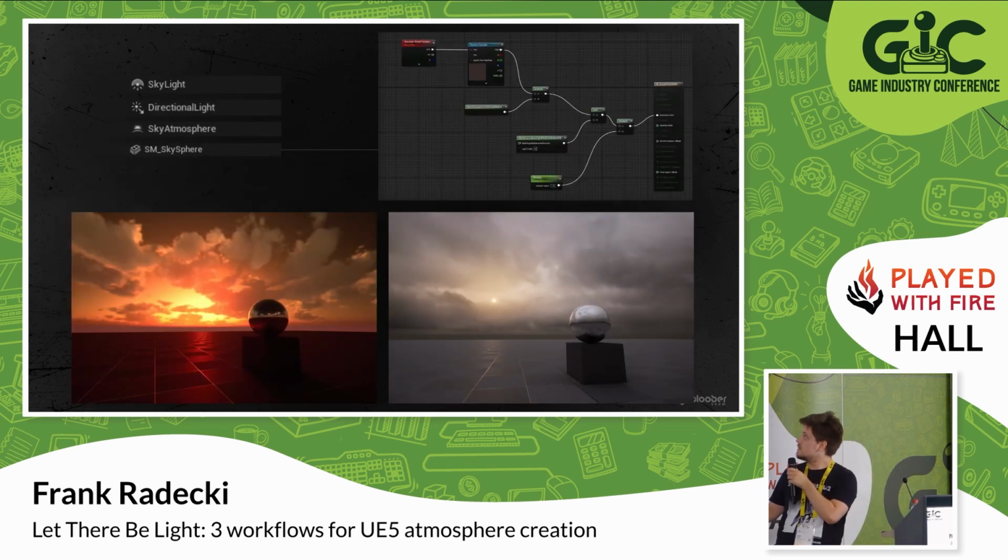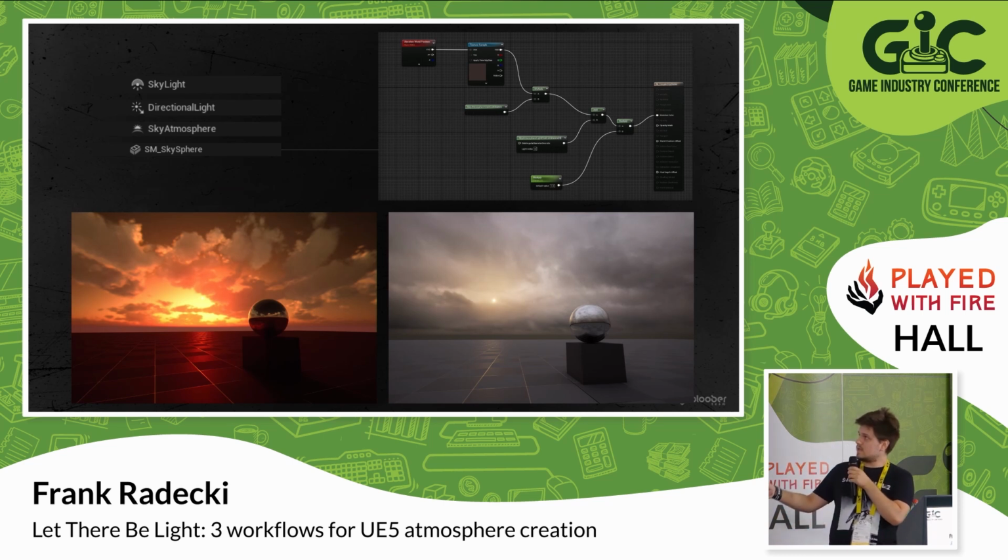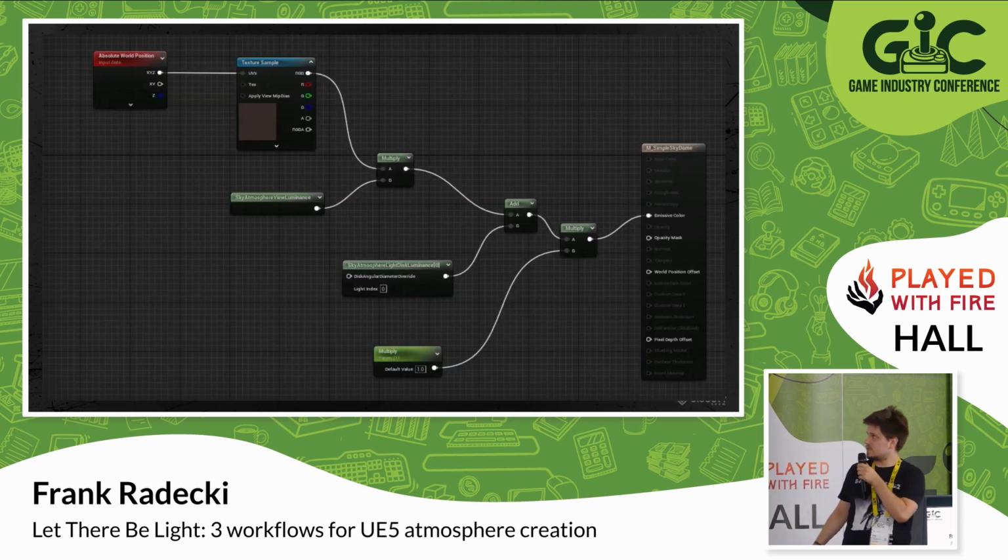Here are the effects. As you can see, the overall lighting of the sky is based on skylight, directional light, sky atmosphere, and sky sphere. The skybox is connected with the sky atmosphere, and where the magic is happening is right here in the shader of the sky sphere. Here you can see it a little on a bigger screen.